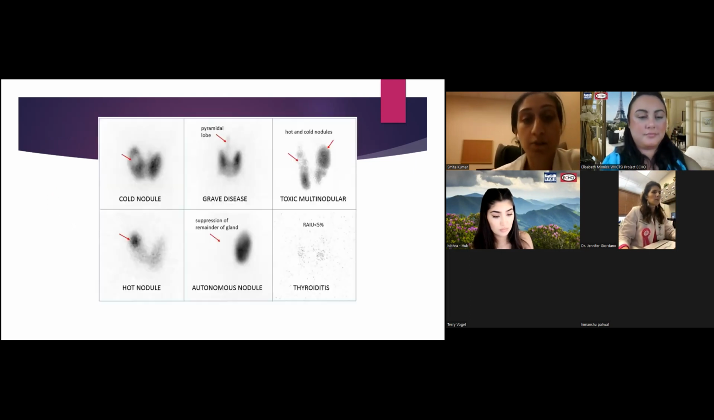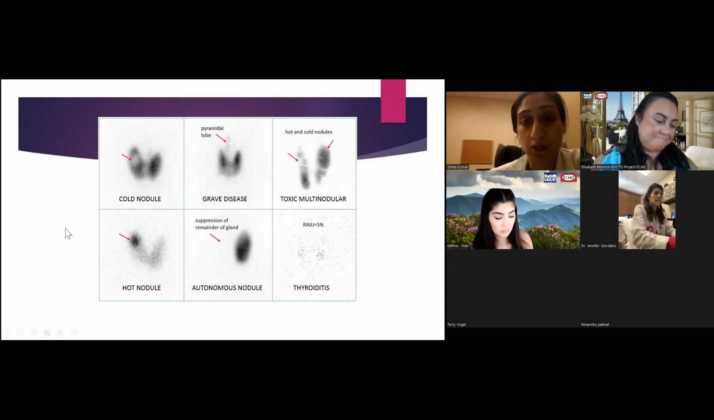So this is just pictures of an uptake and scan. You can see in thyroiditis, there's really no uptake. In a hot nodule, it's focal uptake. In Graves' disease, you see bilateral uptake across the whole gland. You can have a mix of hot and cold nodules in a patient who has multinodular goiter. And so those are the different pictures that you might see in an uptake and scan.